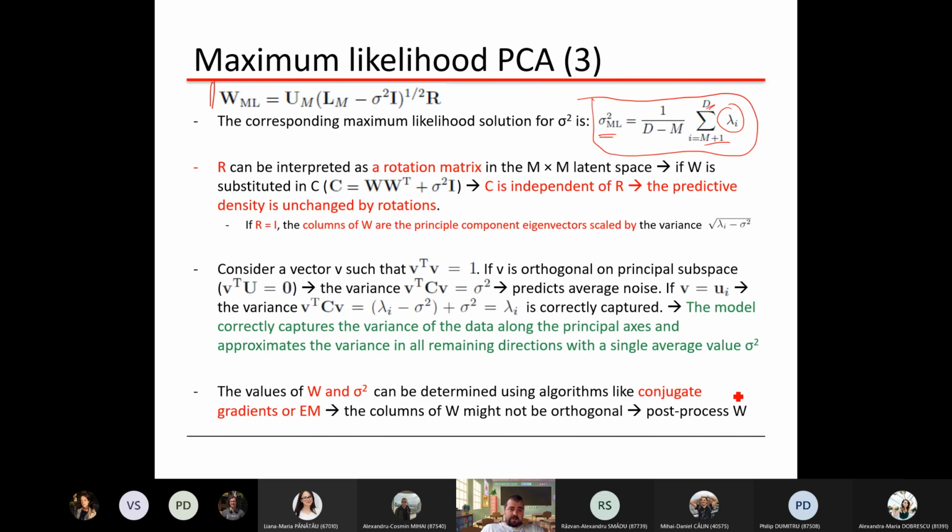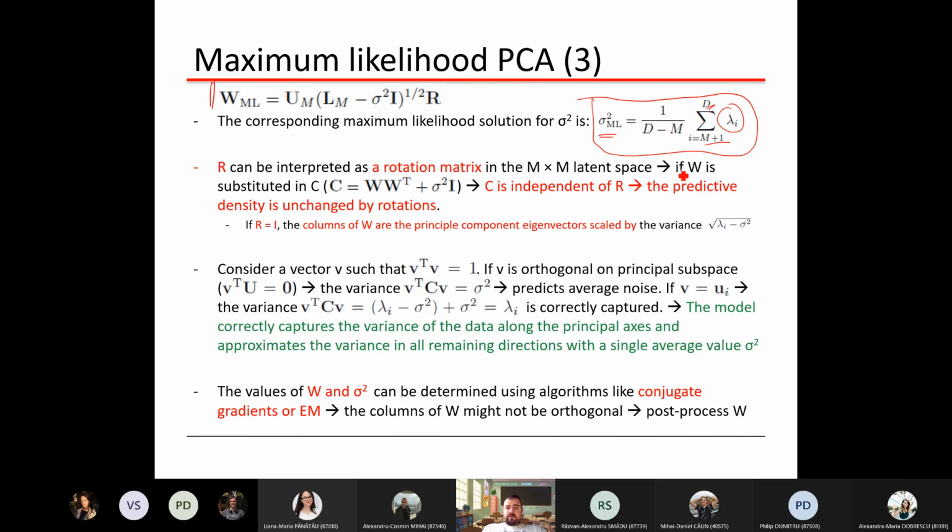R, as I told you, is a rotation matrix in the m by m latent space, because we have a Gaussian distribution, which means that the data will be evenly distributed in all the directions, and therefore if we have a rotation, then we must end up over the same data basically.